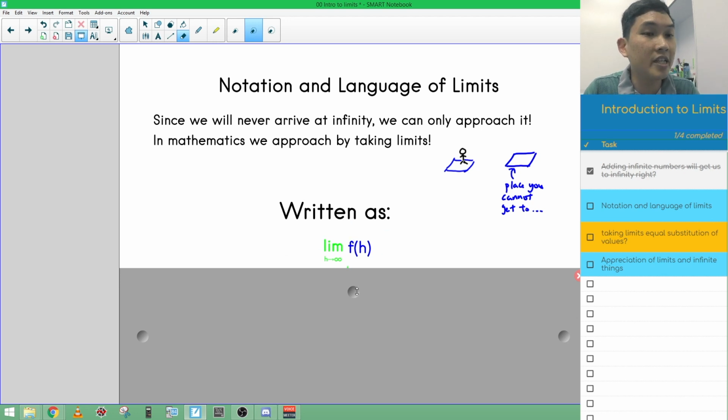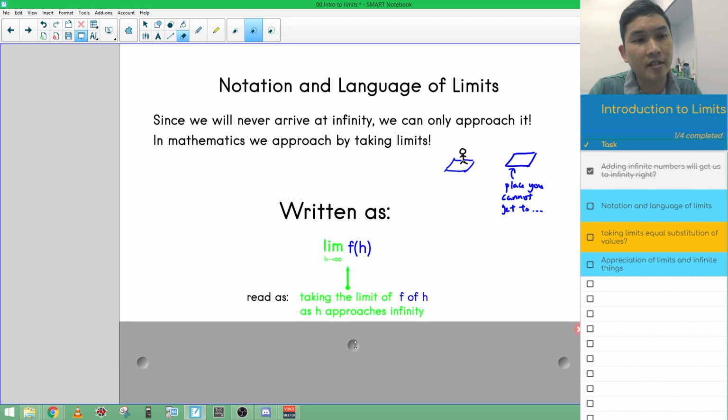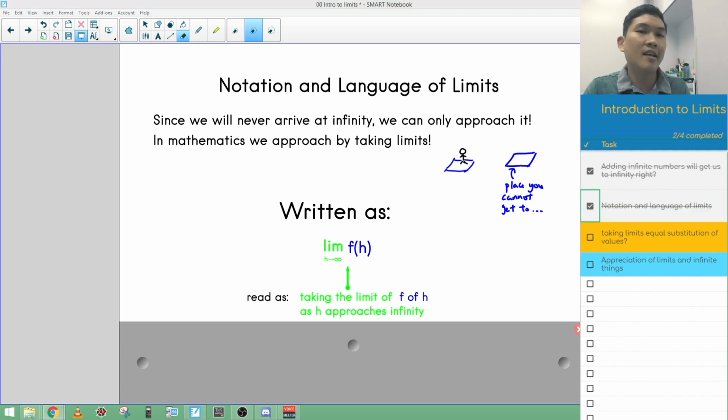Next, how do we read it? To read this, read it as taking the limit of whatever expression or function you have. In this case, it is f of h as h approaches infinity. So one more time, taking the limit of f of h as h approaches infinity. Okay, so now that we are done with the notation and language of limits, let's look at one specific example of how to take limits.